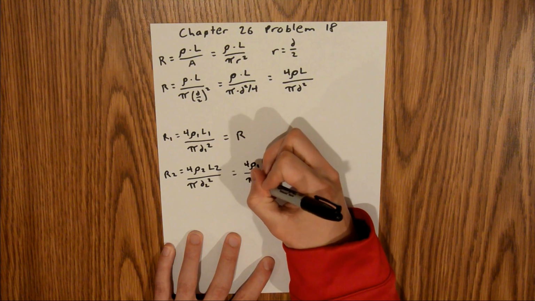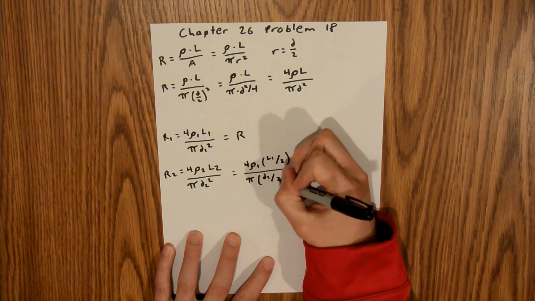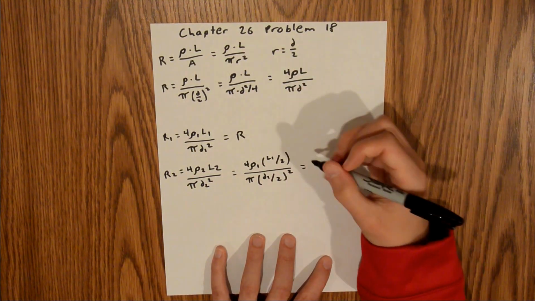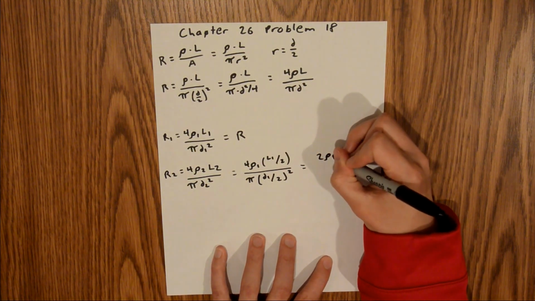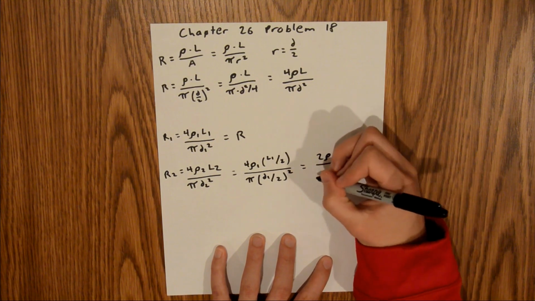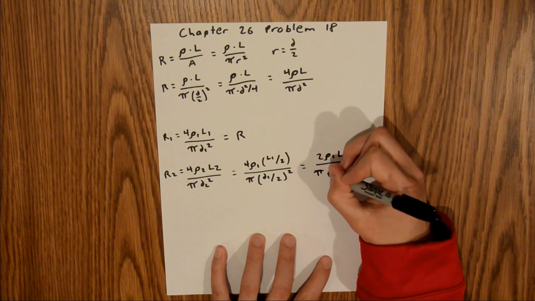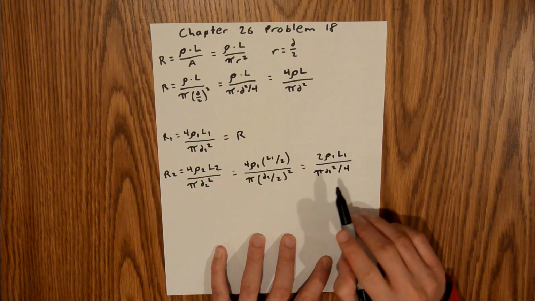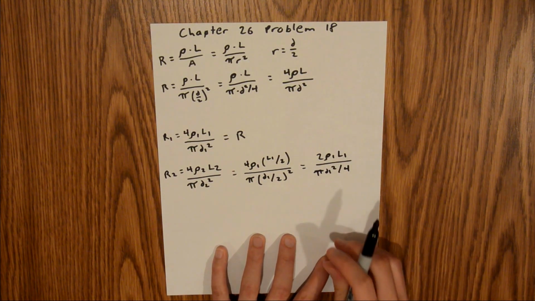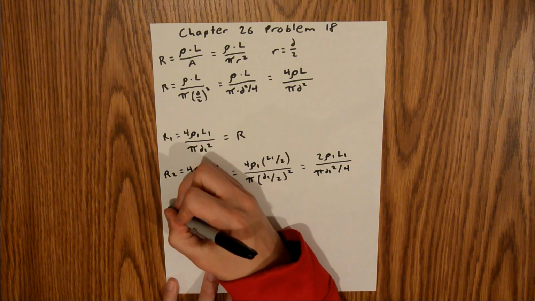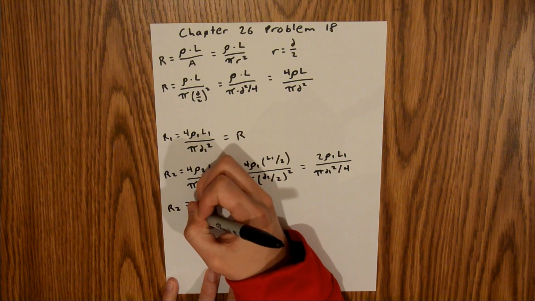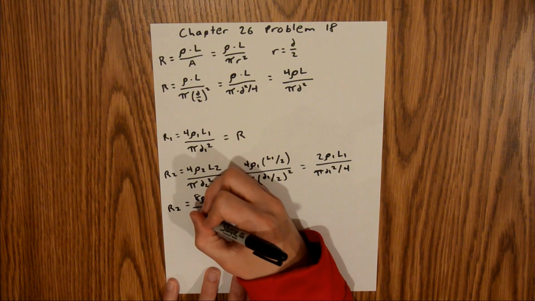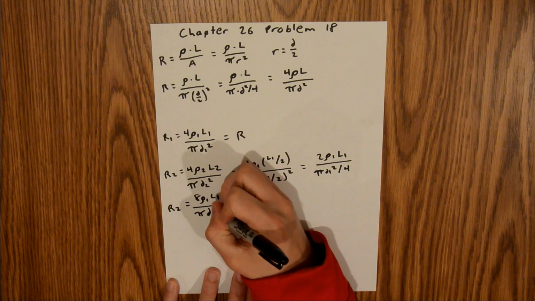divided by pi times (d1 over 2) squared. And so we have 4 over 2, and so that's going to be 2 rho 1 L1 divided by pi d1 squared over 4. And so again we can multiply the numerator and the denominator by 4, and so then R2 is going to be equal to 8 rho 1 L1 over pi d1 squared.